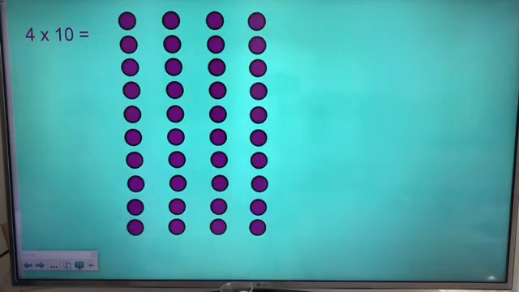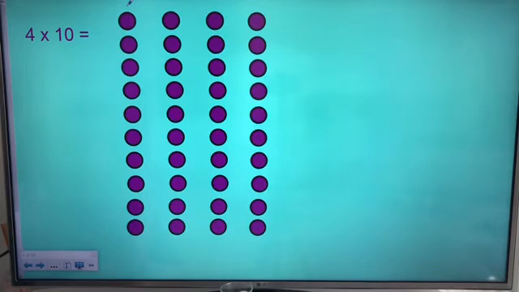We can use an array to help us check it. We've got 4 lots of 10, 4 groups of 10, 4 times 10. 1, 2, 3, 4 groups of 1, 2, 3, 4, 5, 6, 7, 8, 9, 10. Okay, let's use our counting in tens to count all these circles up then.